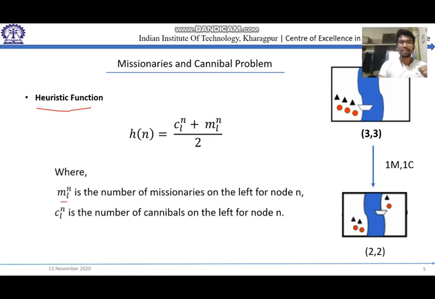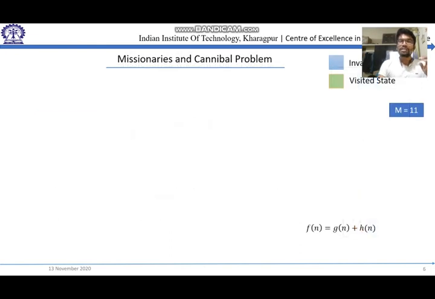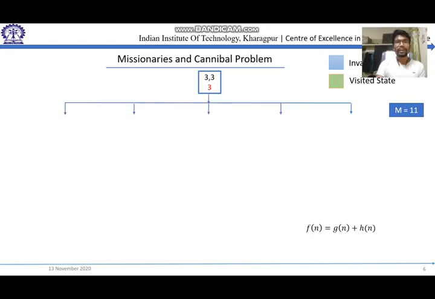Now what we need to do, we need to find out the optimal path in such a way that we can move from the initial state to the goal state. And in order to reach the optimal path, we need to follow the heuristic function. So for this particular problem, the heuristic function is given as c_n raised to the power of 2 plus m_n raised to the power of 2, divided by 2, where these parameters are: m_n is the number of missionaries on the left for node n, while c_n is the number of cannibals on the left for the node n.